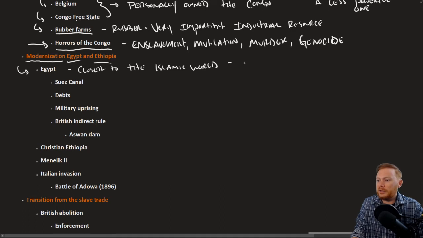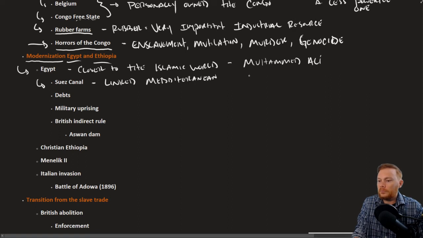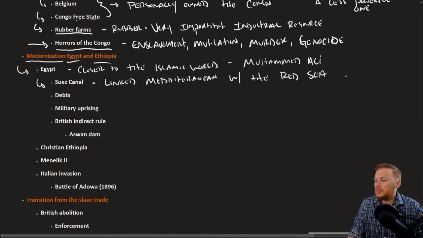The effort by the Egyptian Muhammad Ali to modernize Egypt didn't necessarily come to fruition. His successors continued to try to create a modern state. One geographic advantage that the Egyptians had was the Suez Canal, and this linked the Mediterranean with the Red Sea and Indian Ocean.